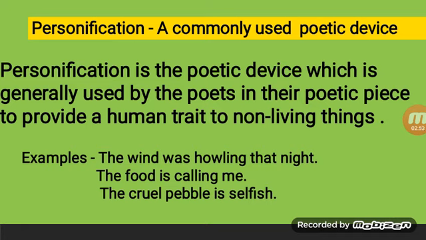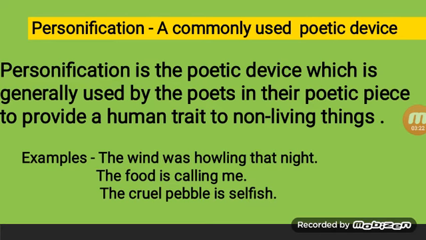The first example is: the wind was howling that night. Now most of you will be wondering how wind can howl. The same thing is done here also. A human trait is given to the non-living thing, that is wind. That's why it is written that the wind was howling that night, and the meaning of the sentence is that the wind was blowing very fast that night.